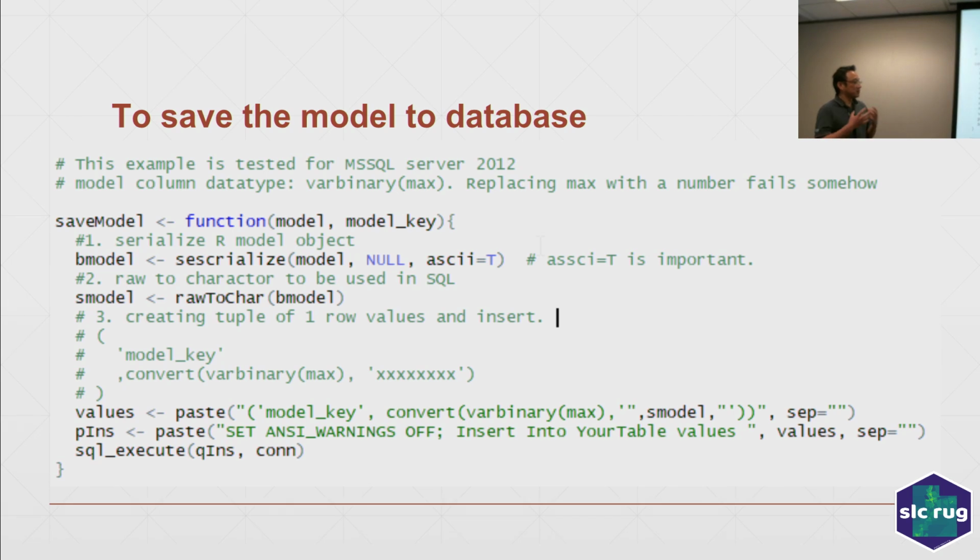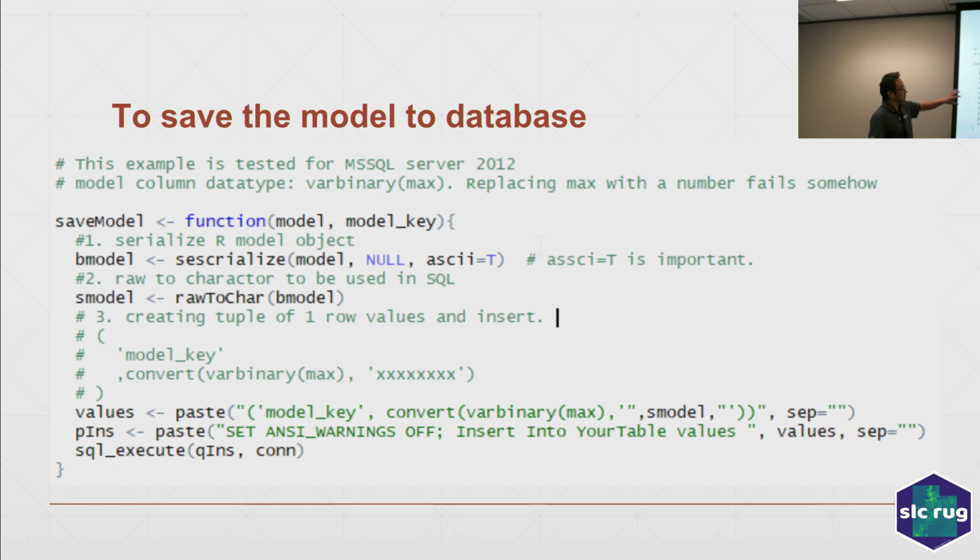Suppose in your web application you have the R model object, and you call this save model function and pass that model. So this is the R model, and then you're saving that to the database. The first thing you're going to do is serialize the R model object using this serialize function. The important thing is the ASCII TRUE. You need it. I'm not sure exactly why, but if you don't put that, it doesn't work.